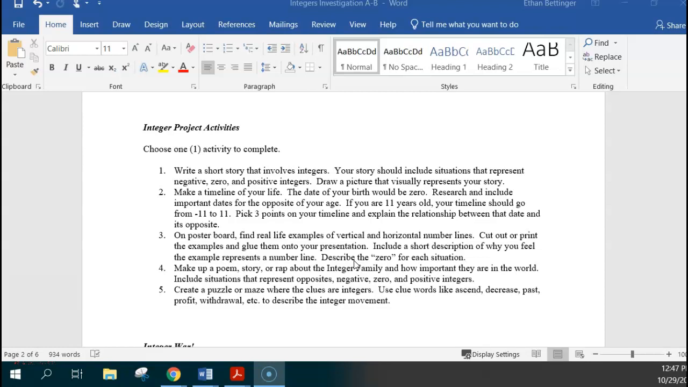Option 2, you can make a timeline of your life. Okay, your date of birth would be 0. Positive numbers when you are alive or have been alive. Negatives would represent before you were born. Okay? If you choose -2 and 2, you have to make a relationship in between both of them. Maybe 2 years before you were born, you had a sibling born. And 2 years after you were born, you had a sibling born. What's the relationship?